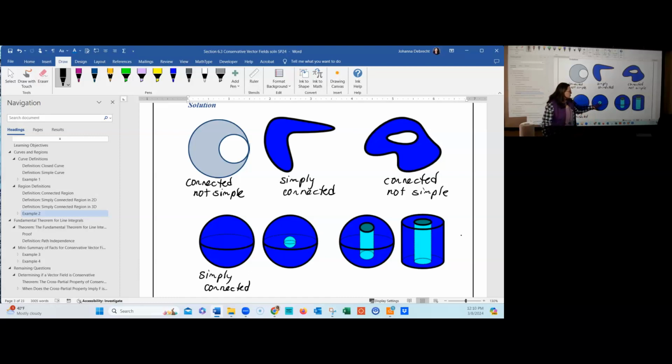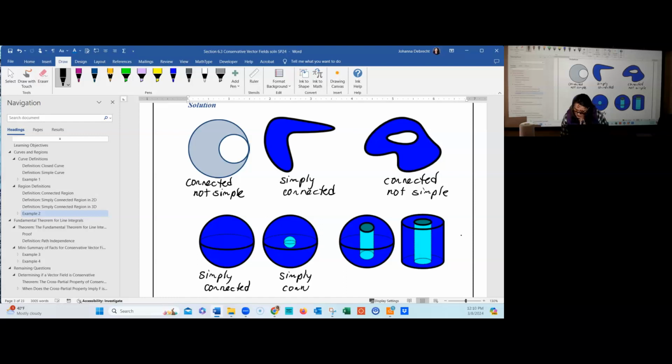It's not possible to pass from one side of this three-dimensional shape to the other by passing through a hole, like a wormhole, without ever touching the blue region. I can't get from one side to the other without going through blue. That means that this hollow interior is completely encapsulated, which means that it is both simple and connected. We would call this one simply connected.